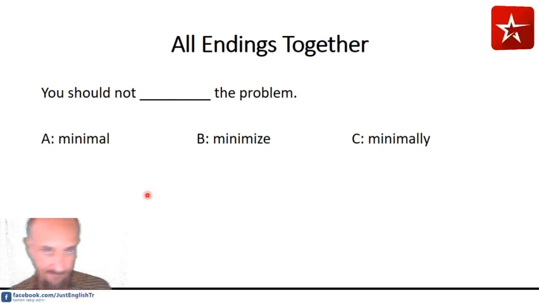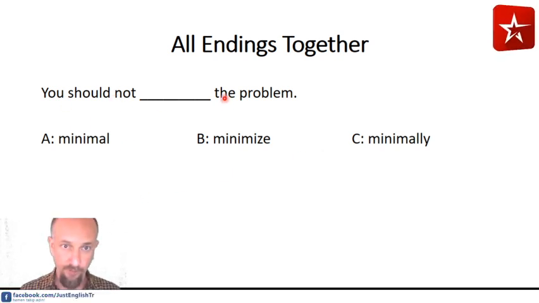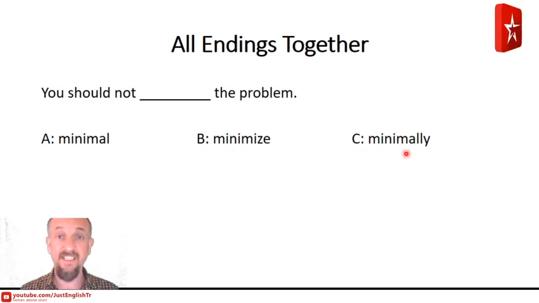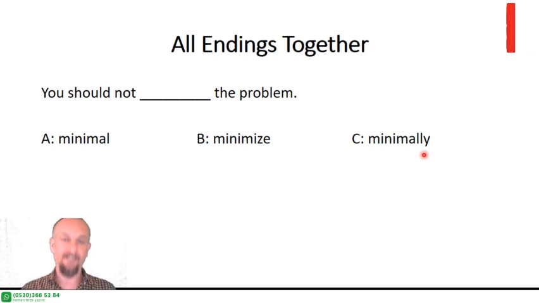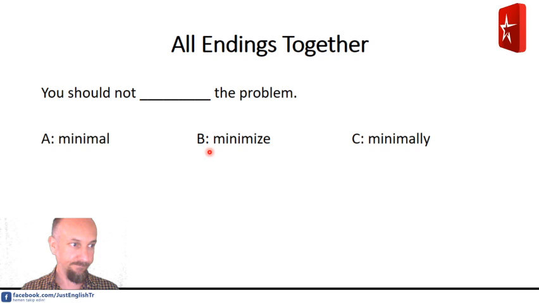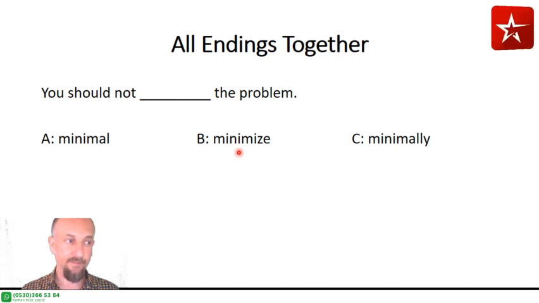In the next example, we have: you should not something the problem. A, minimal. B, minimize. Or C, minimally. That's a mouthful, isn't it? Onur says B. Eren says B as well. Welcome, Eren. You're late to the lesson. Why B? Can anybody tell me the reason? Eren, why have we chosen B as the correct answer?